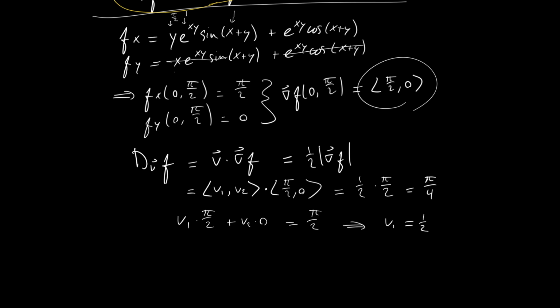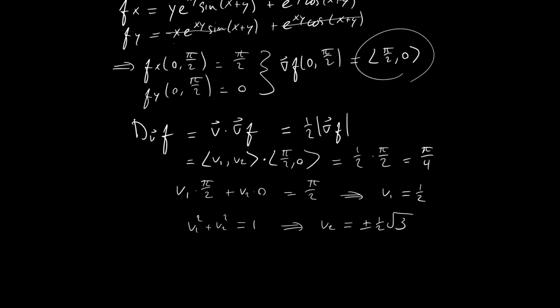And that also gives us v2, because v by definition must be a unit vector, and so a unit vector tells us that v1 squared plus v2 squared equals 1, and if v1 is a half, then v2 has to be plus or minus a half square root of 3. Right, both are correct, both give us unit vectors, and both will give us the same dot product. So these are the vectors that we're looking for.